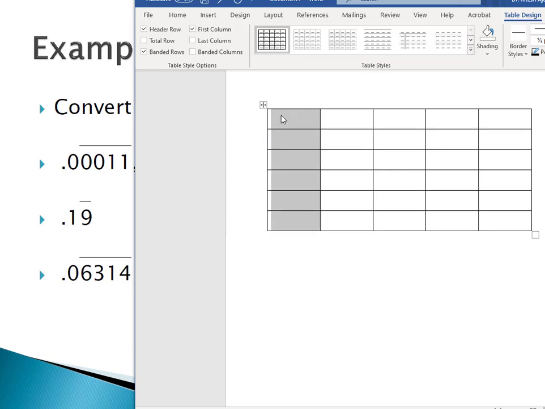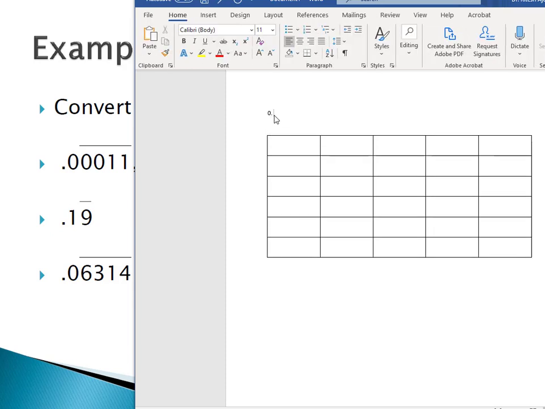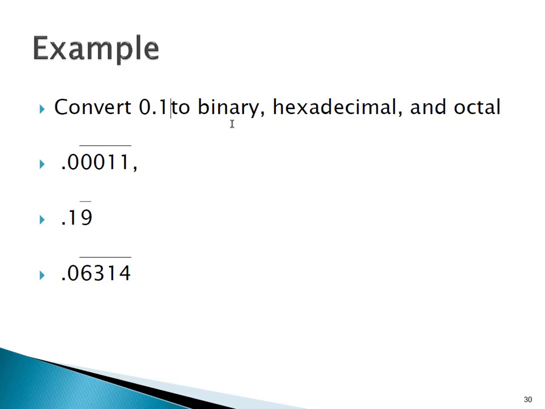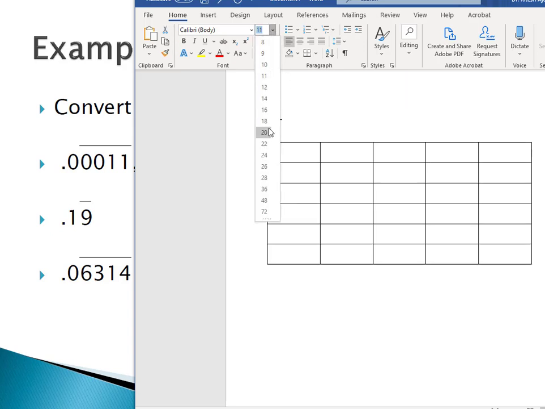Well, we're trying to convert the number 0.1, which is a decimal number. We want to convert it to binary, hexadecimal and octal. I'll do it for you in binary, and you can do the rest. And here are the answers. All right. So we're converting now from base 10 to base 2.